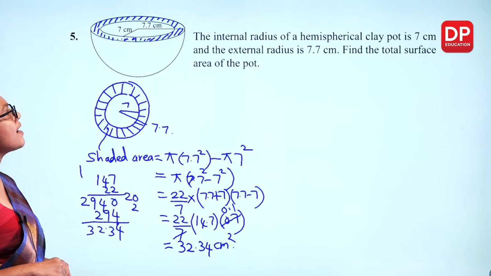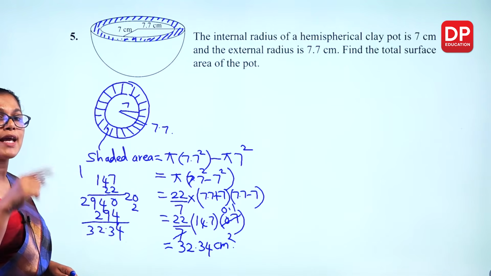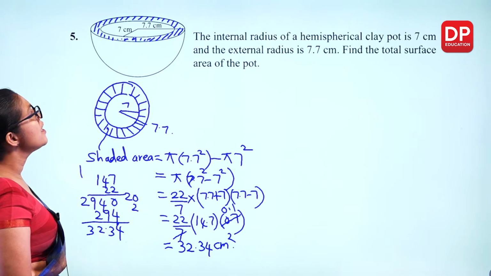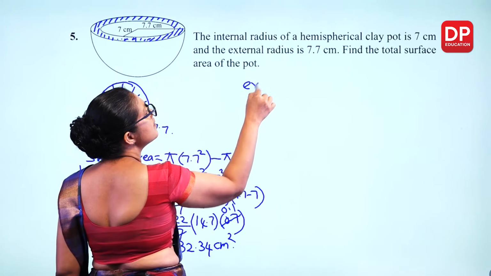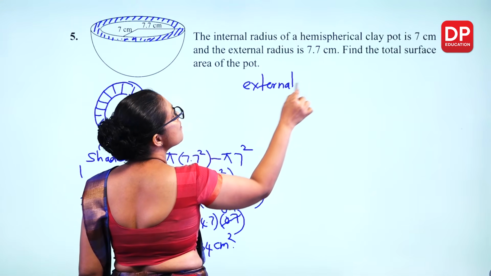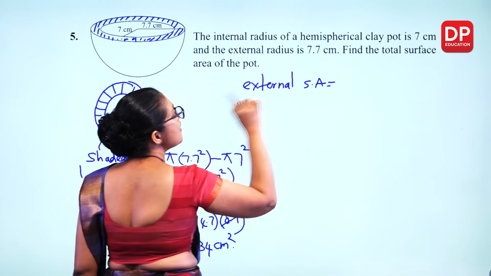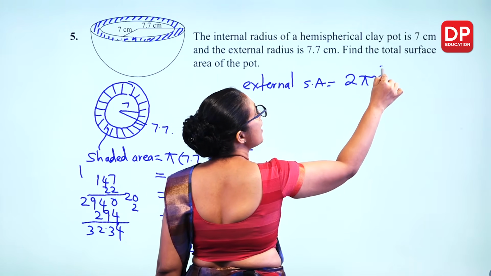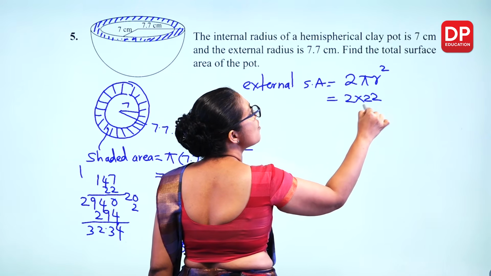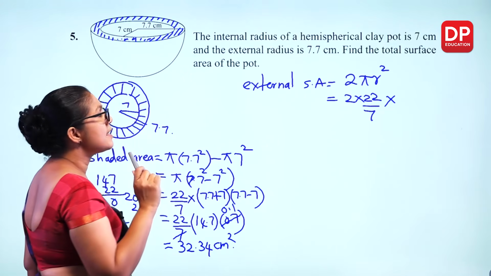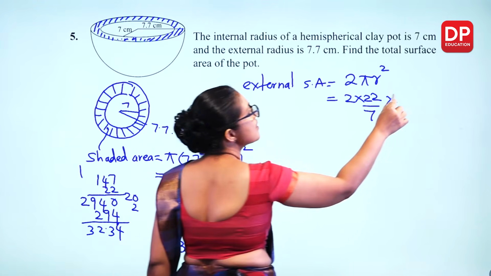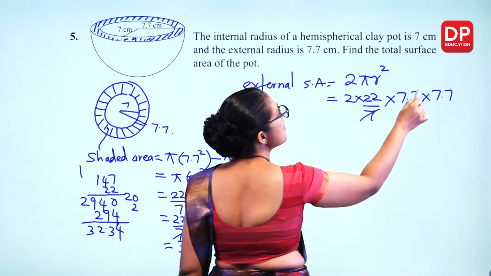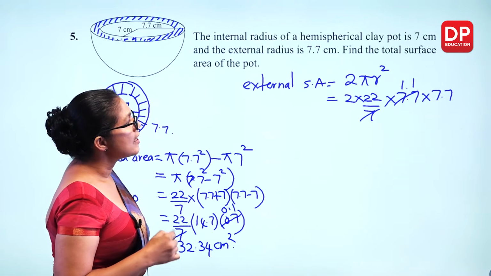Now we'll think about the outer surface area. The outer surface area is a hemisphere. When you take a sphere, that's 4 pi r squared. This is a hemisphere, so you need to divide by 2. So the external surface area we can use as 4 pi r squared divided by 2, which is 2 pi r squared. We know pi is 22/7. What's the radius of the external part? 7.7. So 7.7 times 7.7. So try to simplify this. 7 times 11. So here 1.1.